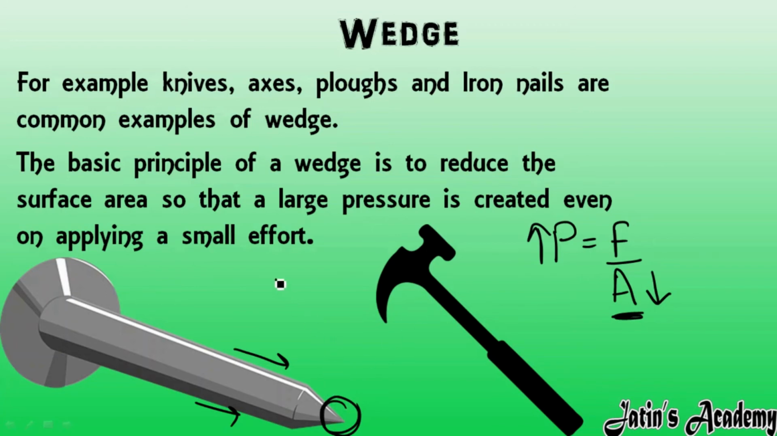It means if you want to cut this log, we use, for example, a knife or an axe. In an axe, actually, we have a very reduced surface area. Reduced surface area means this axe will produce more and more pressure on a wood log, and it will cut the wood or split the wood log into two pieces. So this is the basic principle behind it. We reduce the surface area of the wedge in order to increase the pressure on any object.